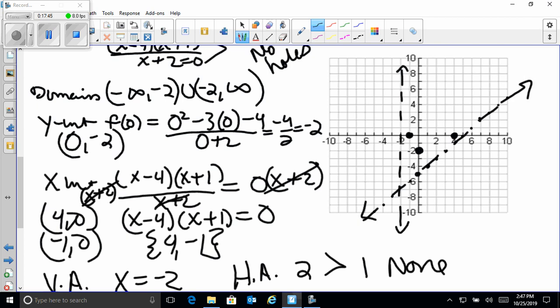Now, I could plot some more points. I can see right here what it's going to be, right here, like that. And then I could plot some points down here to get those. And there you go, it's all finished.